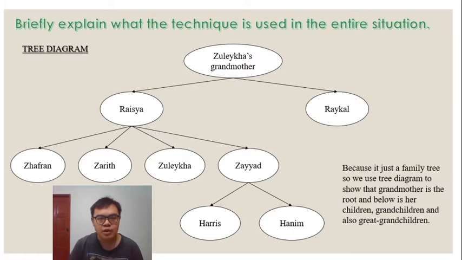Question 2: explain why the tree is used in the entire situation. I chose this tree diagram to show that the grandmother is the root, and below her are her children and grandchildren. Zulaika's grandmother has two children, Raisya and Raika. Raisya has four children, which are Zahid, Zulaika, Zahid and Zafan. Then Zahid has two children, Haris and Hanim.